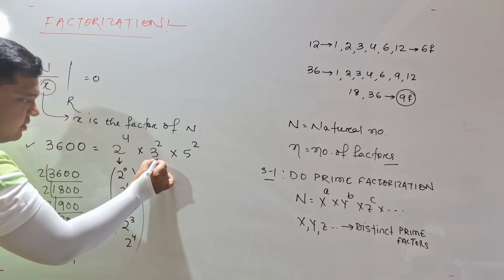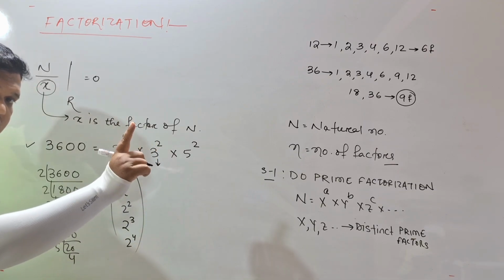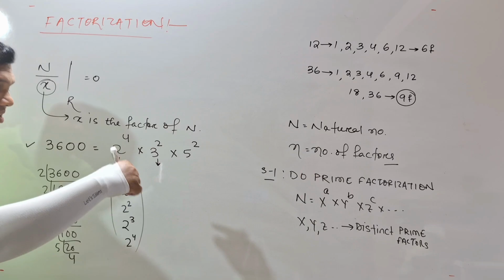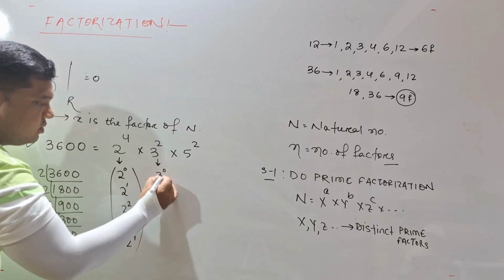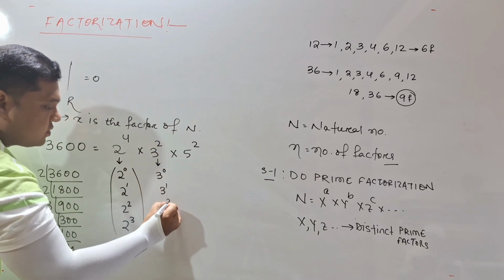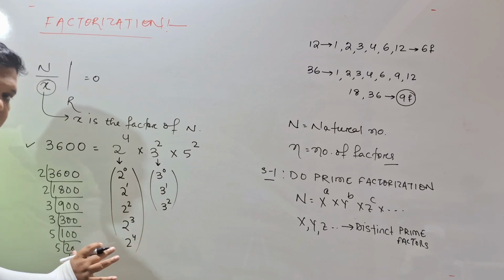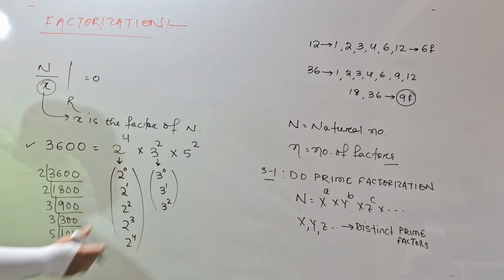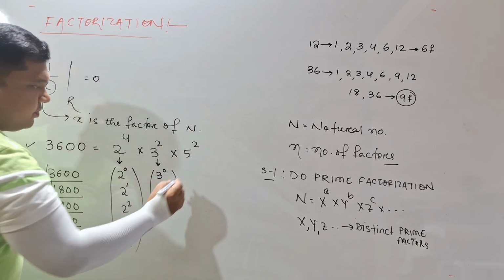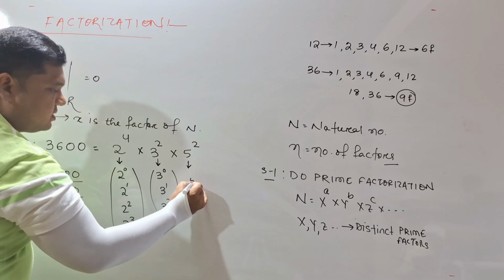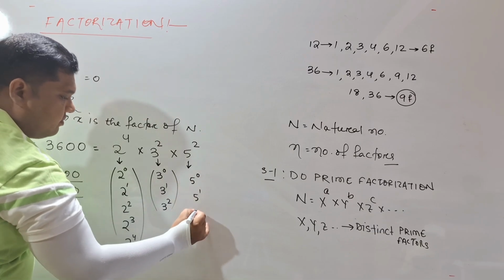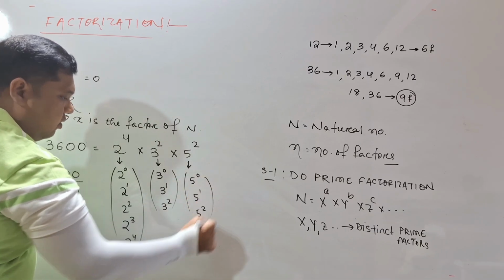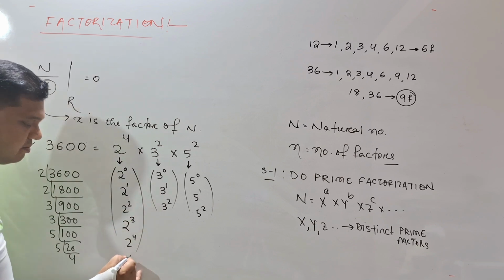Similarly for 9, 3 to the power 0, that is 1. 3 to the power 1, that is 3. 3 square, that is 9. So 3 to the power 0, 3 to the power 1, 3 square. No need to draw the structure. First you understand how to find the number of factors. I will give you the formula. Now 5 square has how many factors? 1, 5 and 25.